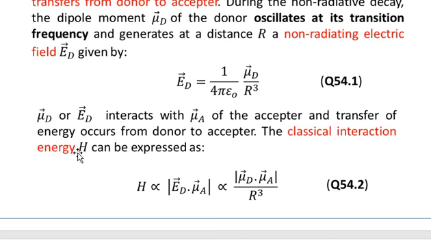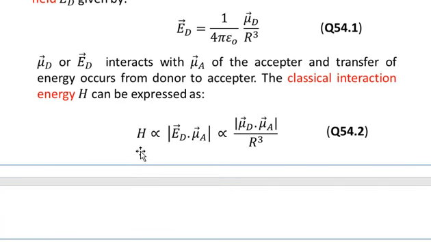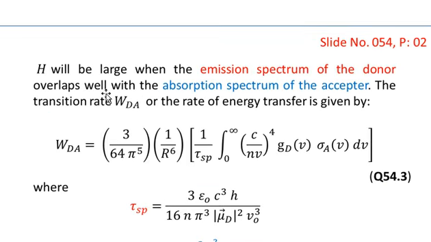The classical interaction energy, denoted by capital H, can be expressed as H proportional to the absolute value of the dot product between Ed and μa, or equivalently proportional to the absolute value of the dot product between μd and μa divided by r³, as shown in equation number 2. H will be large when the emission spectrum of the donor overlaps well with the absorption spectrum of the acceptor.